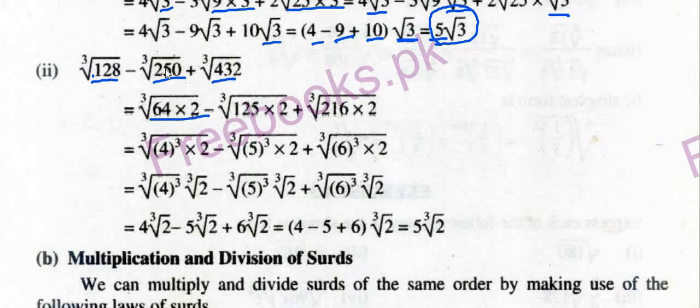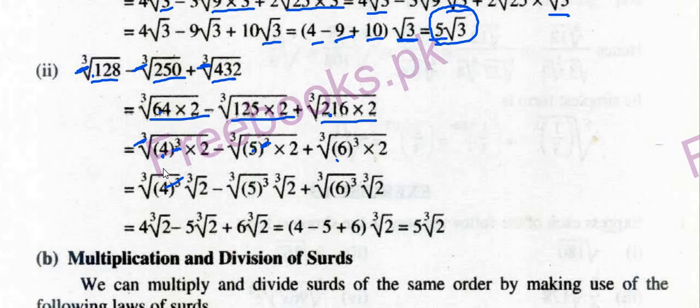We can write 128 as 64 multiplied by 2, 250 as 125 multiplied by 2, and 432 as 216 multiplied by 2. And 64 is the cube of 4, 125 is the cube of 5, and 216 is the cube of 6. We can write it under a cube root because the order of our surd is 3. If the order of our surd were 2 or 4, then we would reduce in that order.